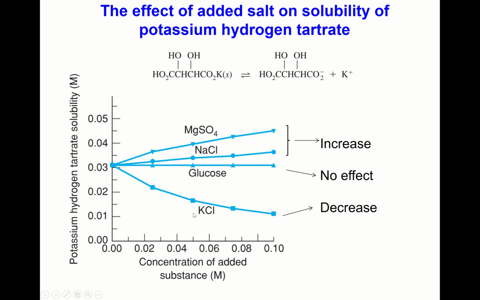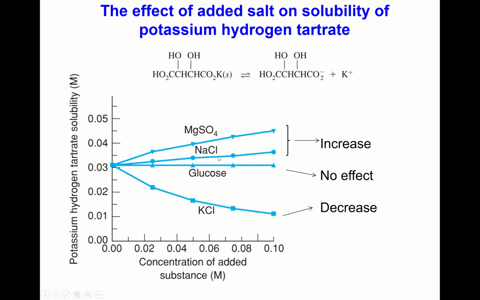When he added potassium chloride, the solubility of this species becomes smaller and smaller as the concentration of added salt increases. Why? Because this is the common ion effect. These potassium ions are common here. If you add potassium chloride and the potassium ion concentration gets higher, then by Le Chatelier's principle the equilibrium shifts toward the left side, to maintain the equilibrium constant.